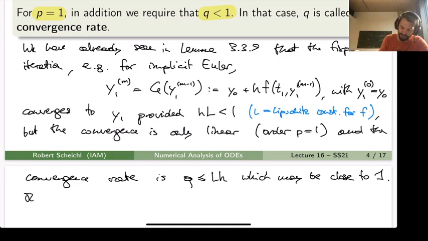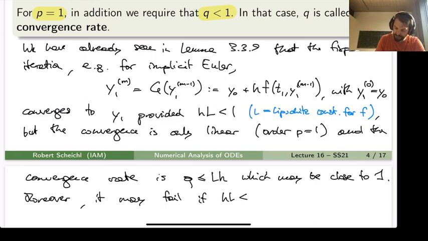Moreover, if we don't get the step size right, like we've already said in the discussion of solvability of these equations, it may actually fail if hL is in fact bigger than or equal to 1. So if you pick too long a step size, you might actually end up not being able to solve this nonlinear system.